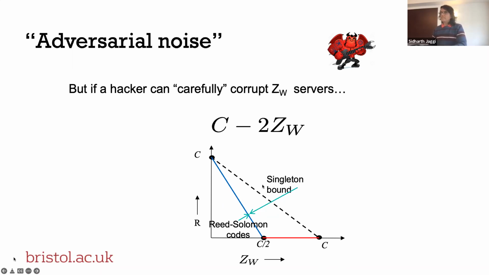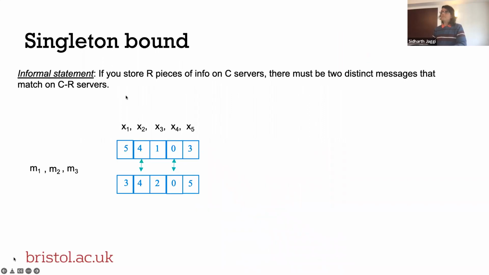So where does this penalty really come from? Informally, what does the Singleton bound say? It's a fundamentally combinatorial bound. It's not even that hard to prove, but in the spirit of not necessarily diving into math, which isn't directly relevant, I won't go into it. But informally, what it says is, if you store R pieces of information on C servers, so think of each of these R's being like a gigabyte being stored on a server which can store a gigabyte, for instance, then there have to be at least 2 distinct messages whose corresponding encodings, like whose corresponding stored bits, match on C minus R of these servers, right?